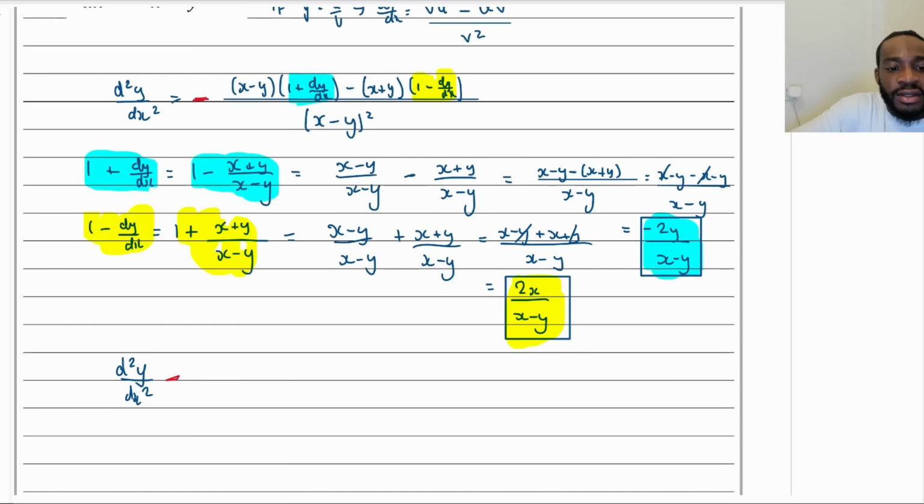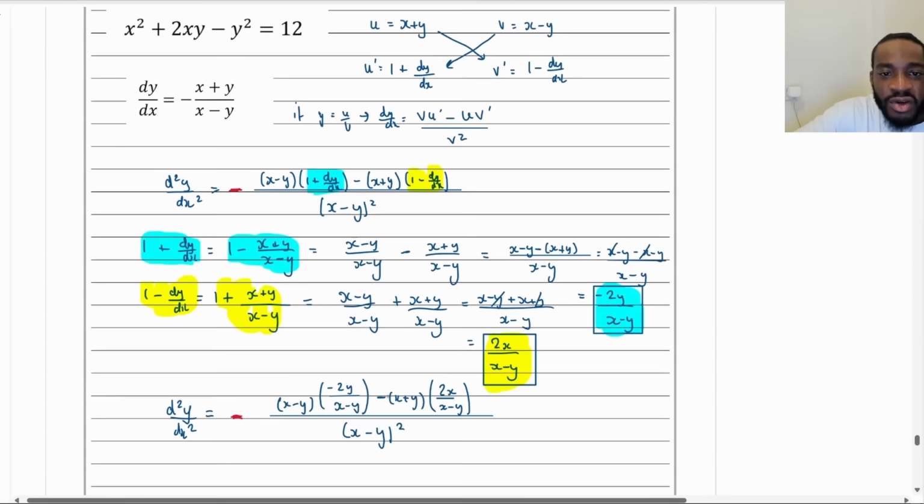Hold on, let me put in equals first. So put a minus there, and then let me put the equals right here. Equals, and then big fraction, and I'm going to have x minus y times the thing in blue, which is minus 2y over x minus y, close bracket, minus x plus y, and then open bracket, the yellow thing, which is 2x over x minus y. And this is going to be all over x minus y all squared, okay?